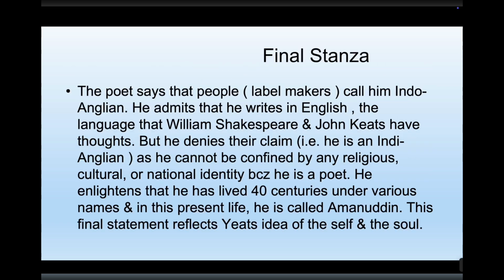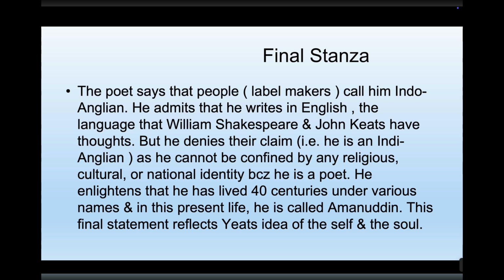The sixth and final stanza: the poet says that people call him Indo-Anglican. He admits that he writes in English, the language that William Shakespeare and John Keats wrote in. But he denies their claim, as he cannot be confined by any religious, cultural, or national identity because he is a poet. He says he has lived 40 centuries under various names, and in this present life he is called Amanuddin. This final statement reflects Keats' idea of the self and the soul.